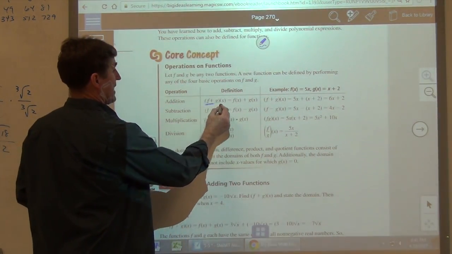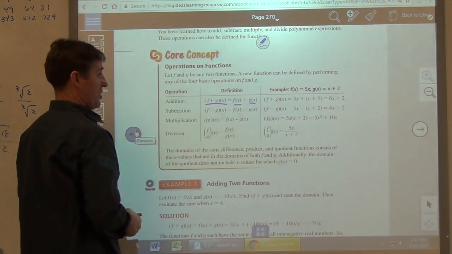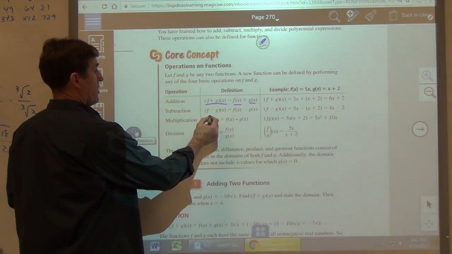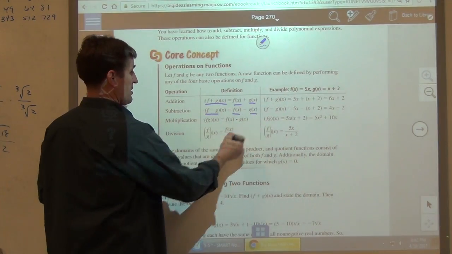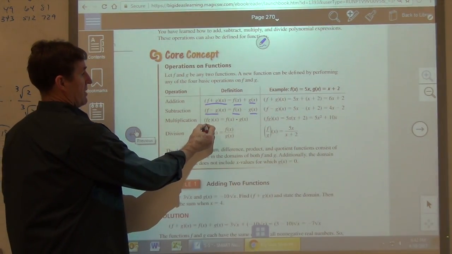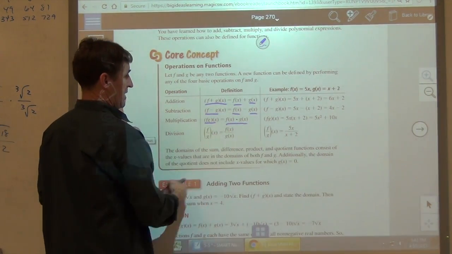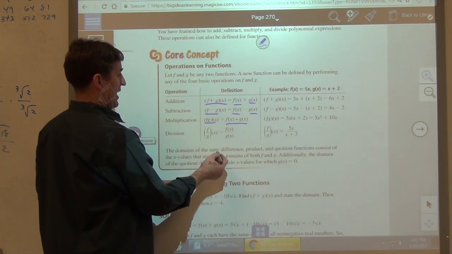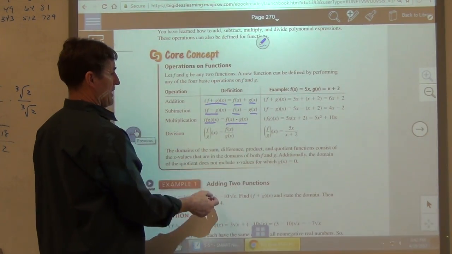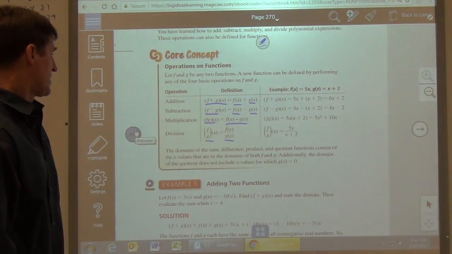With addition, it can be written like this, f plus g of x, or f of x plus g of x, same thing. Or subtraction can be written f minus g of x, or f of x minus g of x. Multiplication can be written f times g of x, or f of x times g of x. And f divided by g of x can be written as f of x divided by g of x. So they're the same thing, there's just two different ways that the book can set those up.